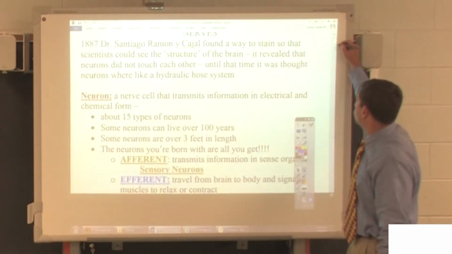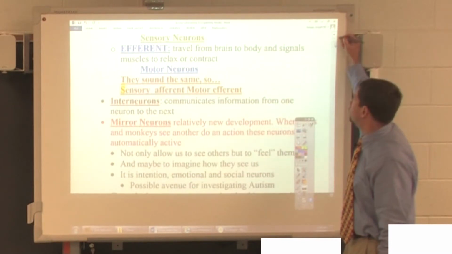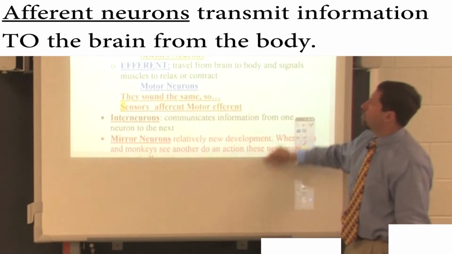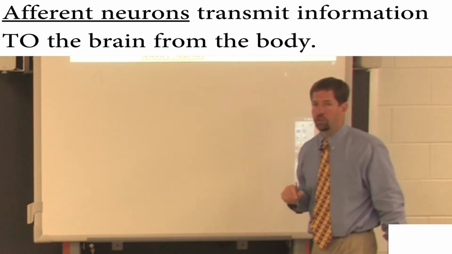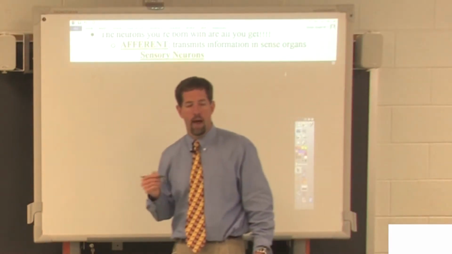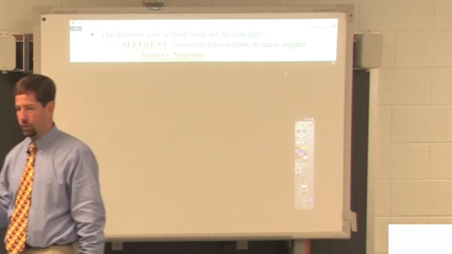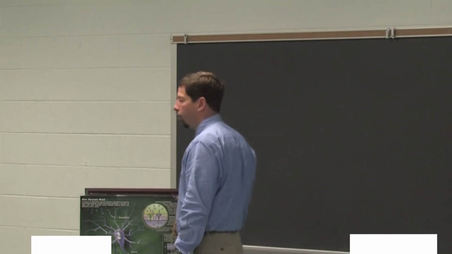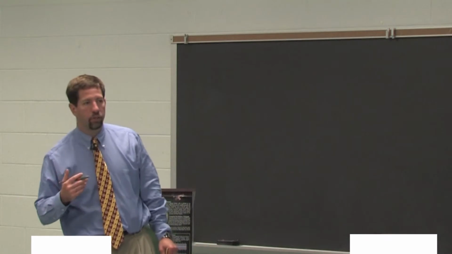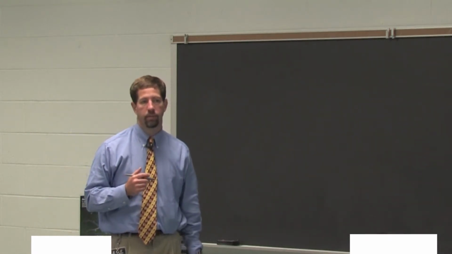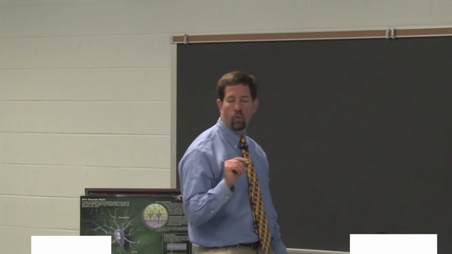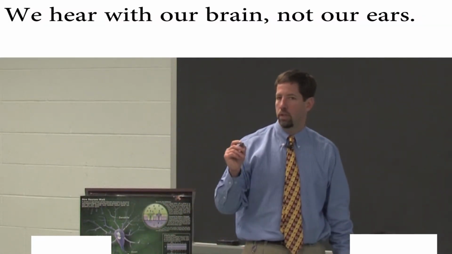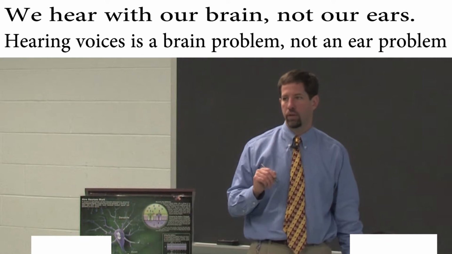Let's write down a word called afferent neurons. Afferent neurons transmit information from the sense organs to the brain. Afferent neurons, or afferent signals, translate information from the sense organs to the brain. And you can imagine if we were going to study schizophrenia and someone hears voices. Is their ear sending them the wrong signal?